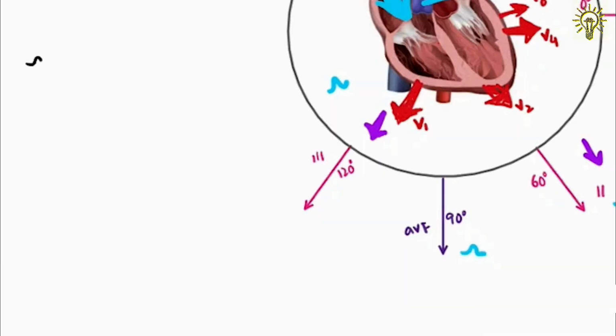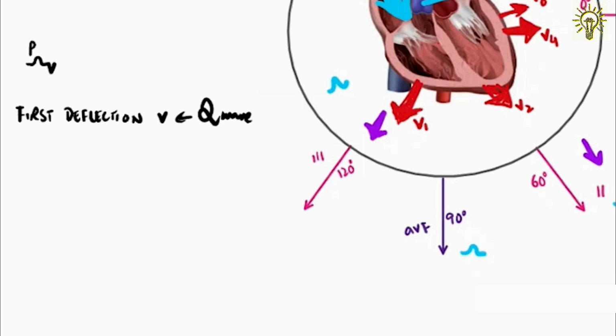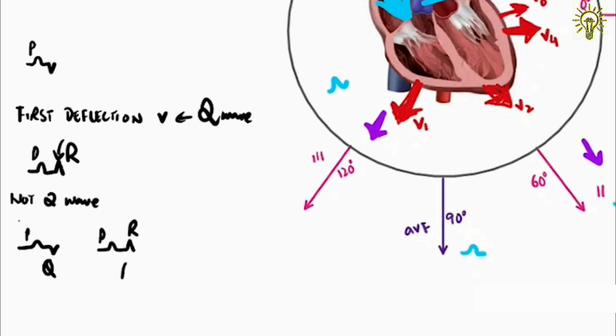Some salient points to remember regarding the QRS complex. Number 1. The Q wave is always the first one and deflects downwards. If the first deflection is positive, it is called the R wave, not the Q wave. In such an instance, the QRS complex doesn't have a Q wave.